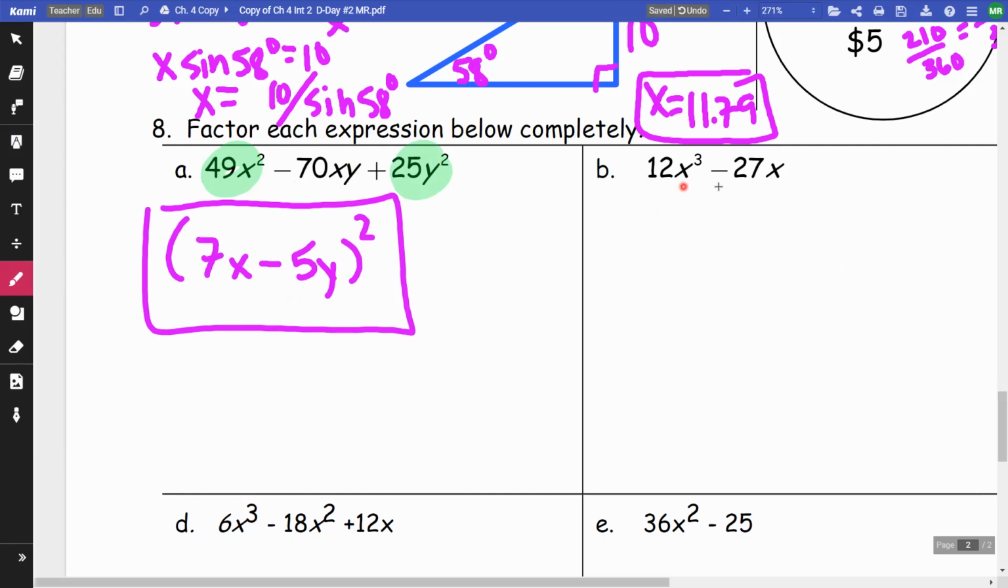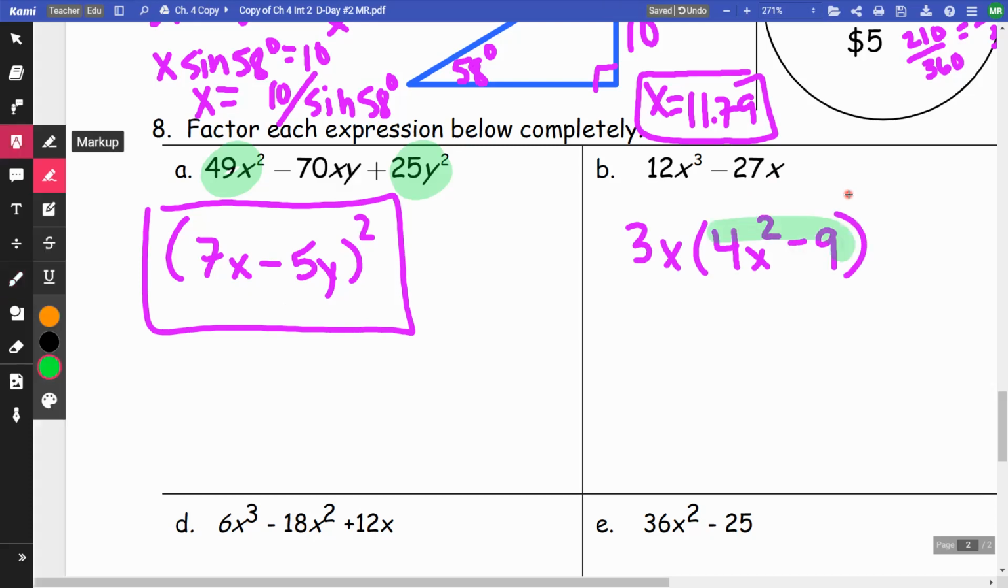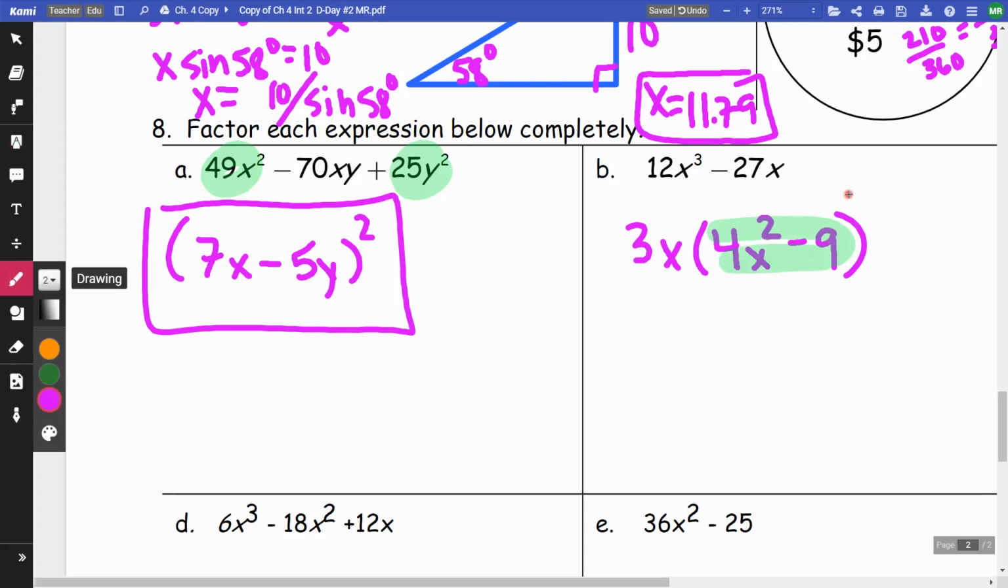On B, what I notice is that I can take an x from each of them, but then I have a 12 and a 27. I believe I can take a 3. And like I said, an x. And I'm going to get a 4x squared minus 9. Now, we always factor completely. So this 4x squared minus 9 is actually factorable. It is a difference of 2 squares.